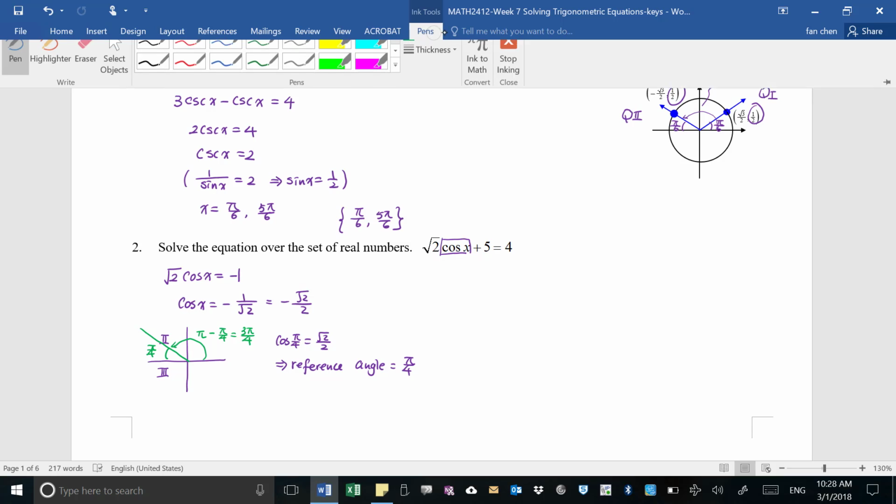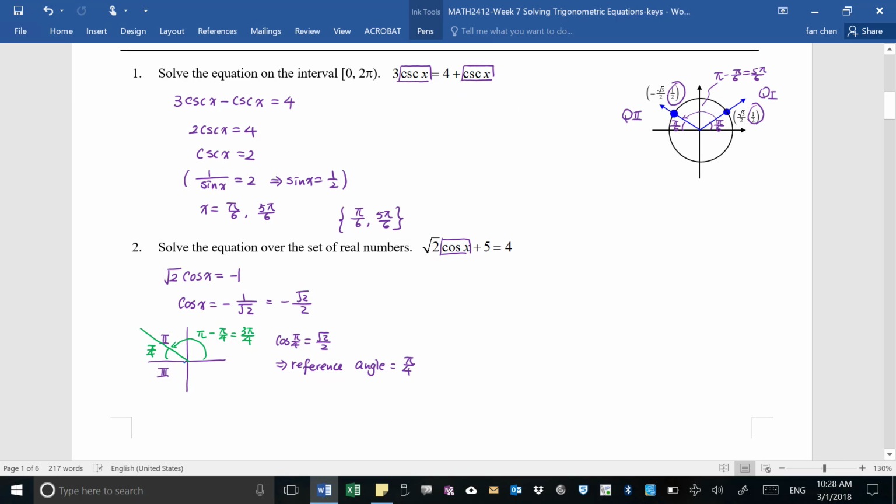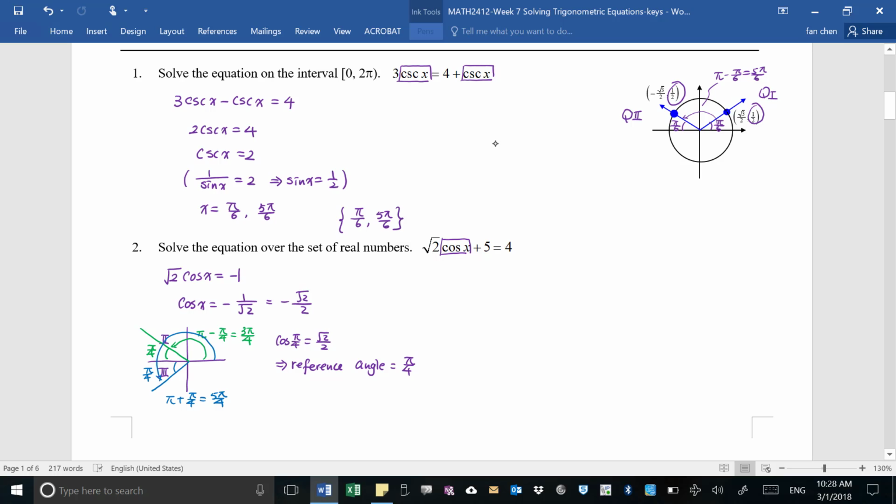And another one is, if you think about another angle in the third quadrant, the reference angle is pi/4 as well. So this angle measurement will be pi plus pi/4, which is 5pi/4. So therefore, the solutions for this one are 3pi/4 and 5pi/4, but it did not say that the solution must be only from 0 to 2pi. It's all the real numbers.